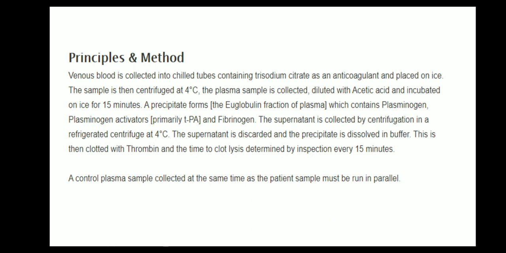Then the supernatant is separated by centrifugation in a refrigerated centrifuge at 4 degrees centigrade. The supernatant is discarded and the precipitate is dissolved in buffer. This is then clotted with thrombin and the time of clot lysis is determined by inspection every 15 minutes. The control plasma sample collected at the same time as the patient sample must be run in parallel.